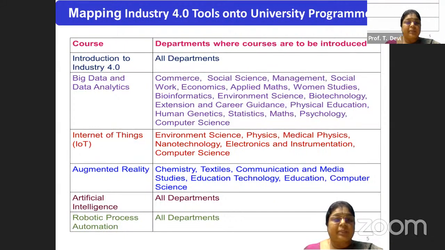This Introduction to Industry 4.0 will talk about, say, an introduction to artificial intelligence, introduction to big data, an introduction to augmented reality, and some applications of these things in the various sectors. This can be introduced to all departments. Big data analytics plays a very important role. Big data and data analytics: commerce, social science, management, social work.